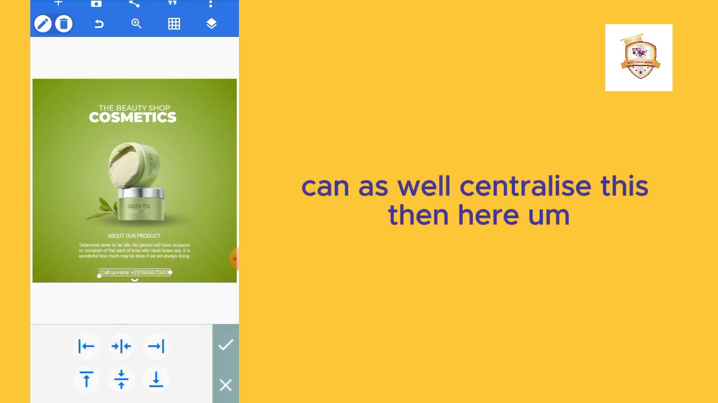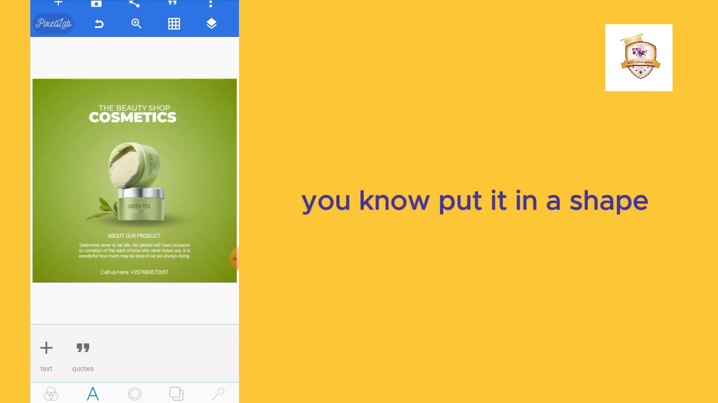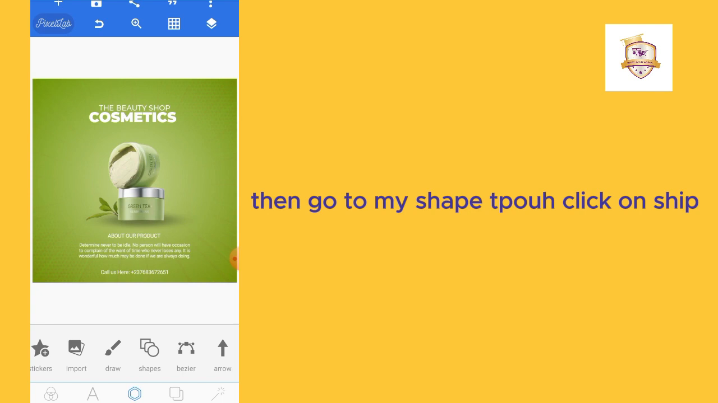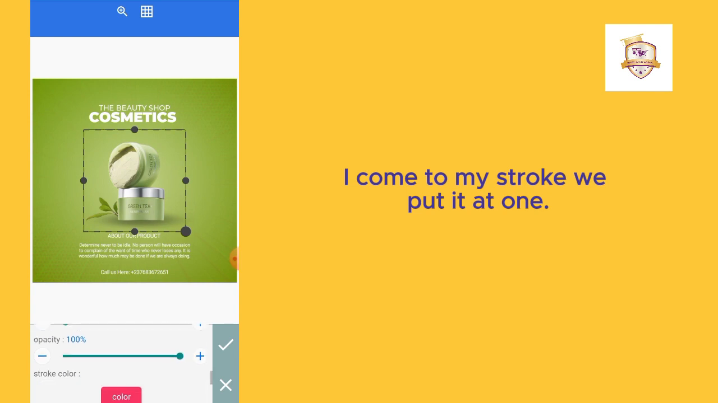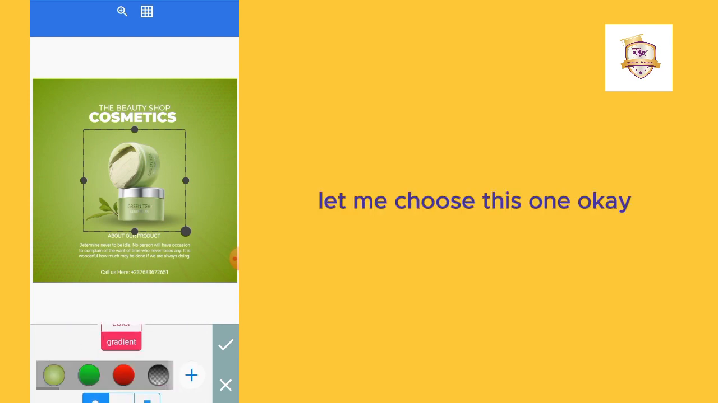Can as well centralize this. Then here I can just play something with this. I can put it in a shape. Let me go to my shape tool. I click on shape. Now I increase the radius to about 2. I reduce the opacity to 0. I come to my stroke width, put it at 1. Stroke color, which color will I choose here? Let me choose this one.